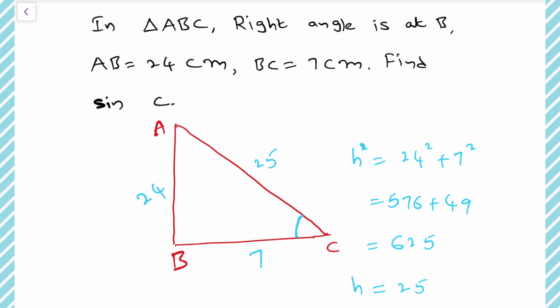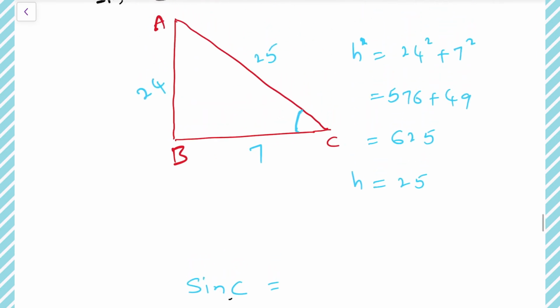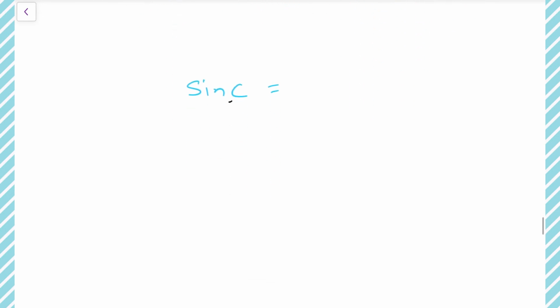Then he is asking to write the sin C value. So sin C. Sin theta is nothing but opposite by hypotenuse. So for the angle C, opposite is 24 and hypotenuse is 25. So sin C is equal to 24 divided by 25.